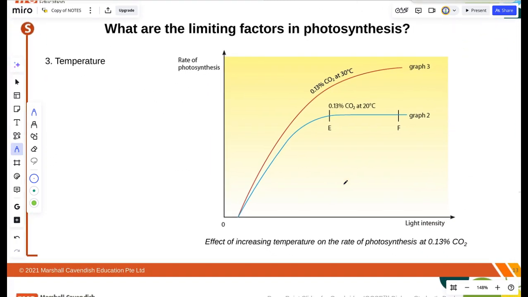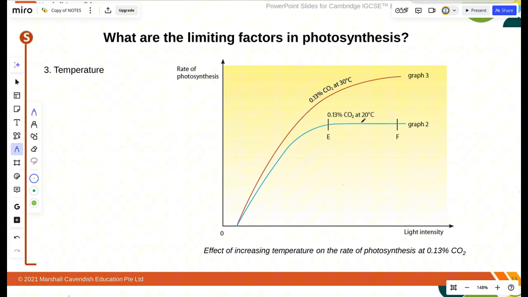Now let's go to factor number 3, temperature. Now we're going to change the temperature from 20 to 30. Another factor that affects the rate of photosynthesis is the temperature. You can see we keep the concentration the same. We make the concentration the same at 0.13, 0.13 for both cases, right?